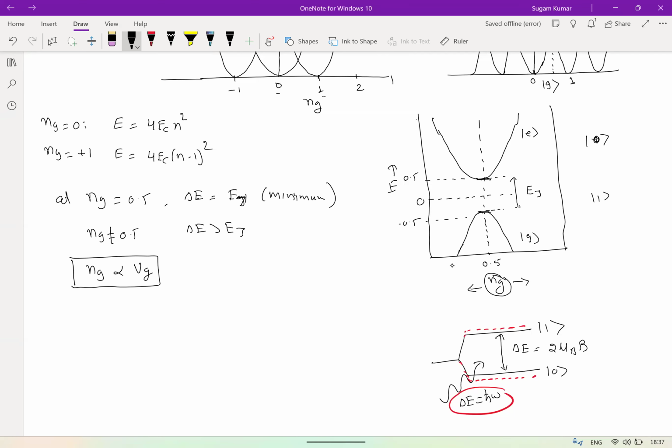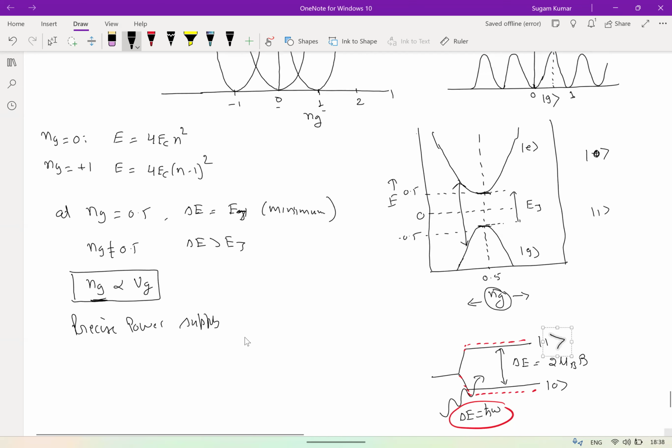This gap between the two states keeps changing if the NG is changing. With a very small change in the NG, you can see that the energy gap changes a lot. And if the energy changes a lot, then you are no longer in the state where you can create superposition. Now, it's very much okay if you have a very precise power supply.